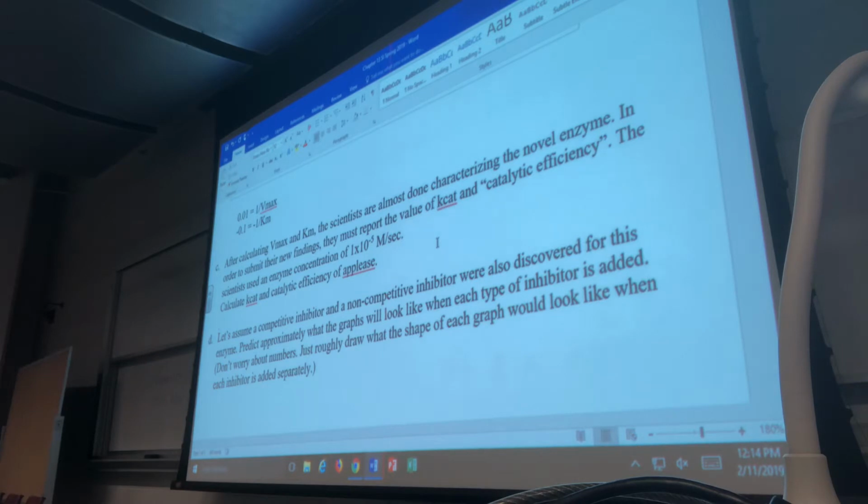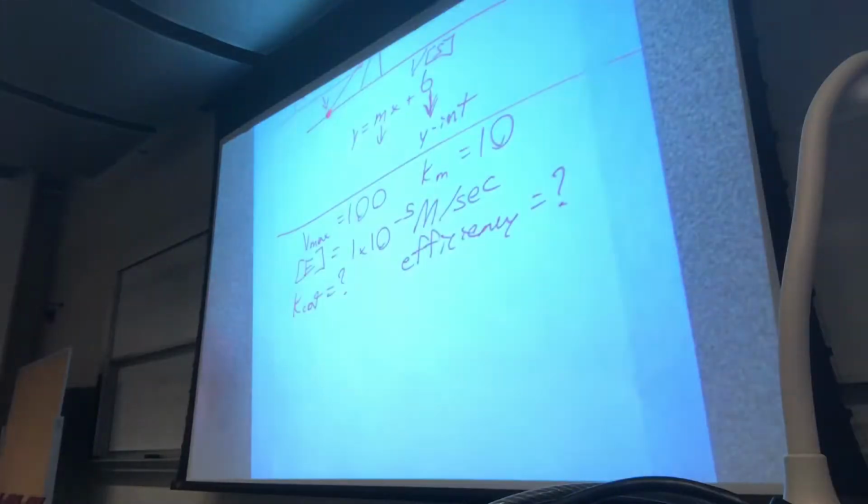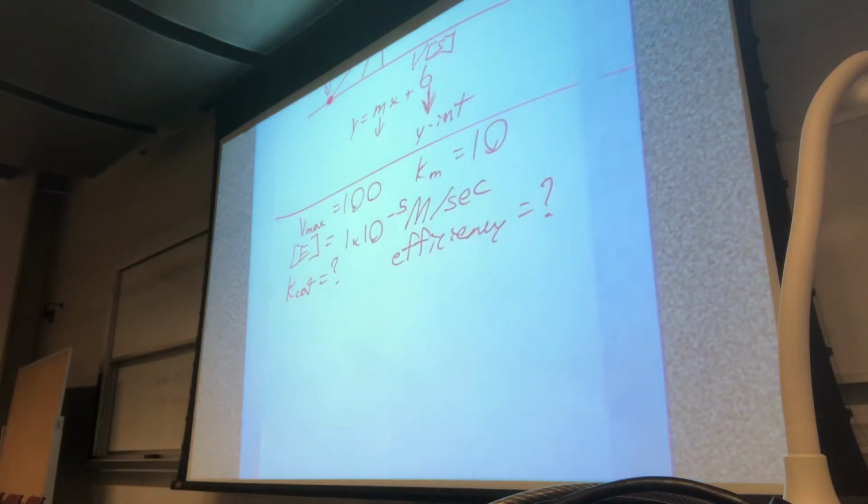So Vmax was 100, Km was 10, enzyme concentration was 1 × 10⁻⁵ molar per second. They want the value of Kcat and catalytic efficiency, which I know we broke up into a bunch of different SI sessions, but if you review the old SI sessions, you'll see that I gave you the formulas for these, so I'll write them again up here. But this is a summary of the problem.